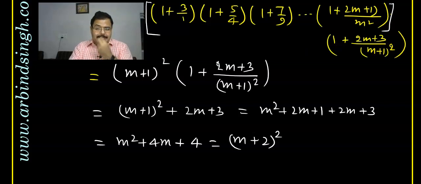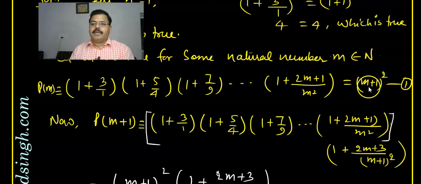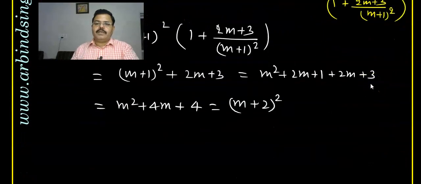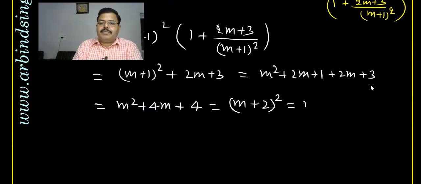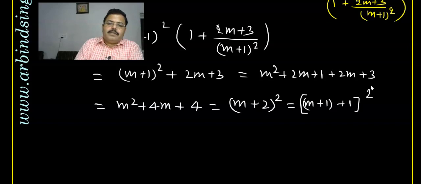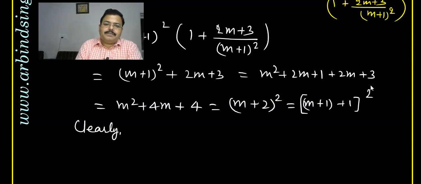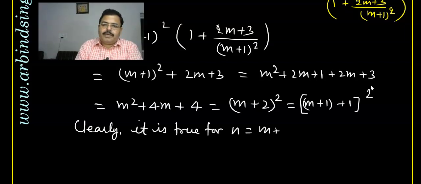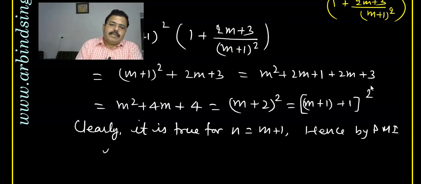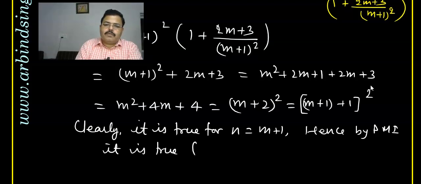So wherever there is an m, it becomes m + 1. Now if I put m equal to m + 1, that will be (m + 2)², which can be further written as (m + 1 + 1)², isn't it? So clearly it is true for n equal to m + 1, hence by PMI, it is true for all n belonging to N.